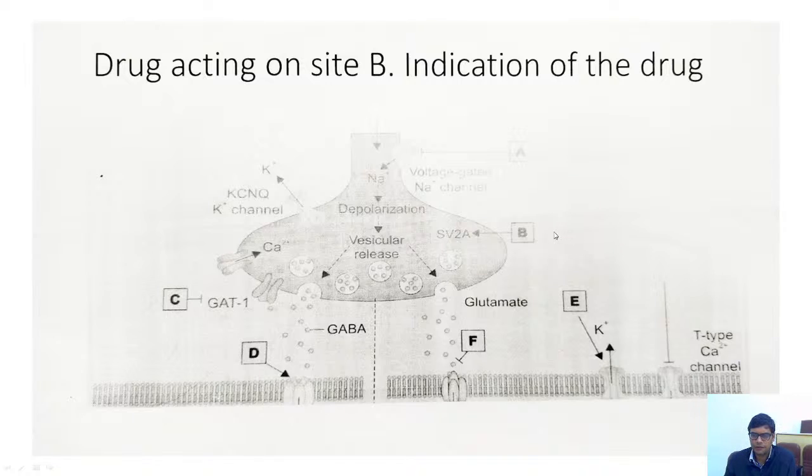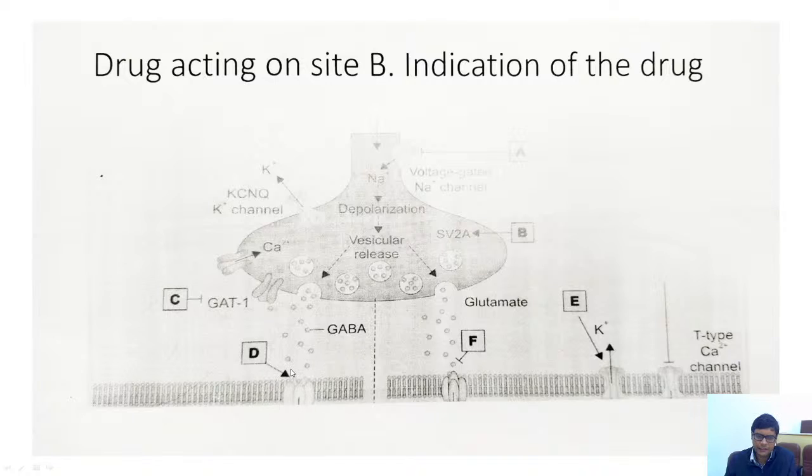Okay. Here again you may be asked about site A also, which is voltage gated sodium channel. Again here you can write lamotrigine, which is the most specific answer, but again valproate can also act through this voltage gated sodium channel because it has multiple mechanisms of action. So either of lamotrigine, valproate you can write. GAT1, which is site C, it is for GABA uptake, and this drug which acts through this is tiagabine.